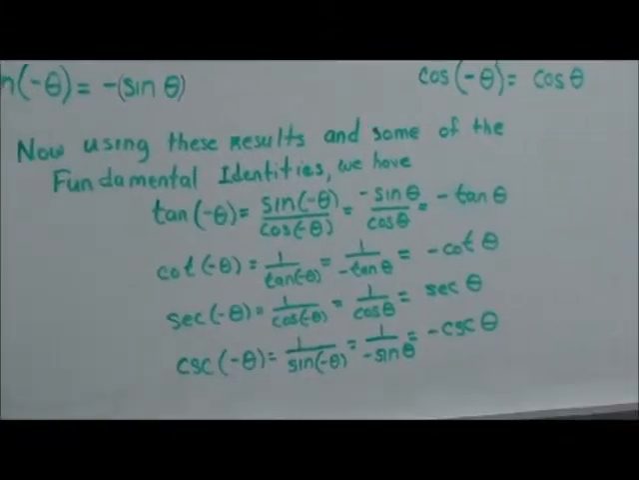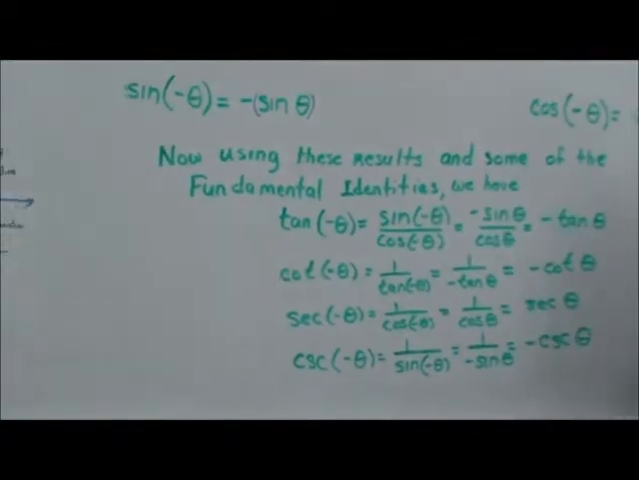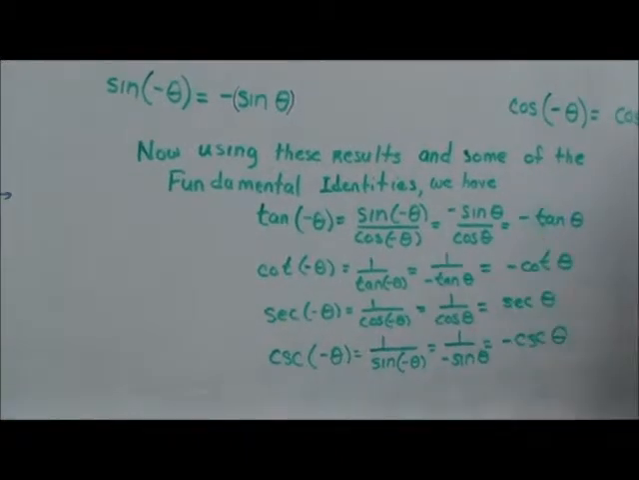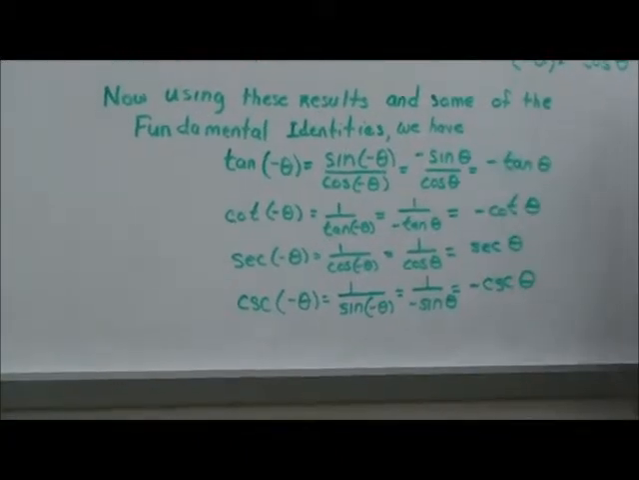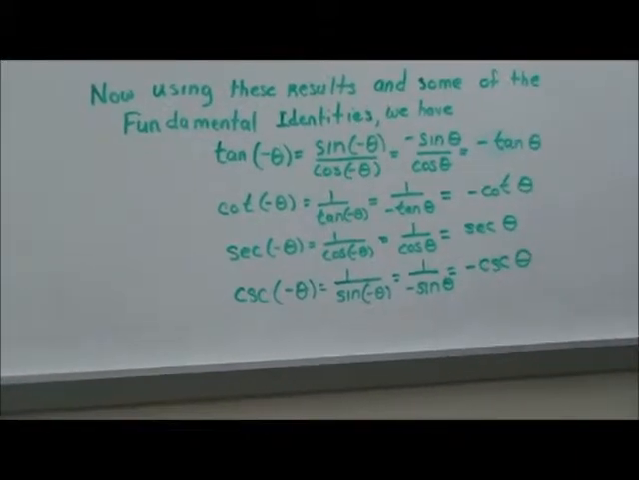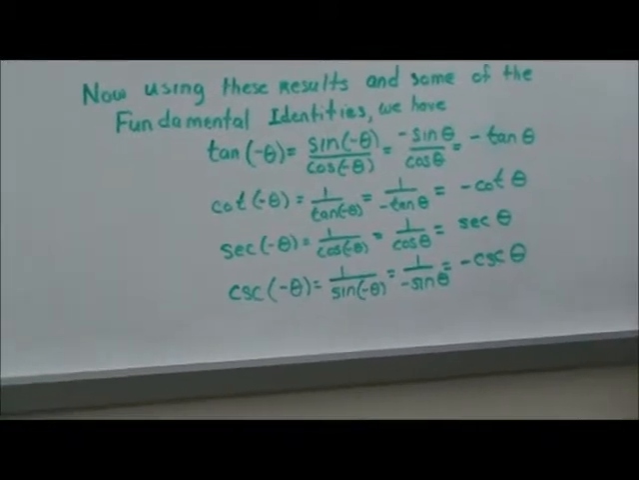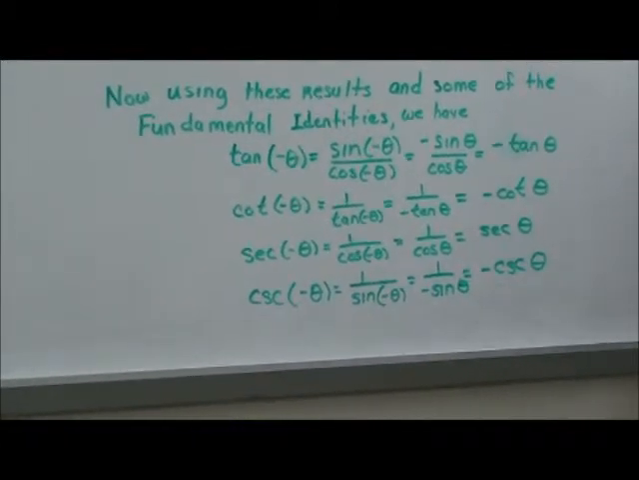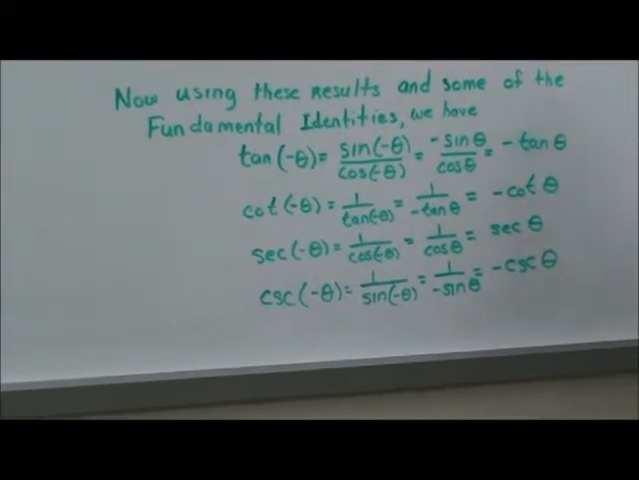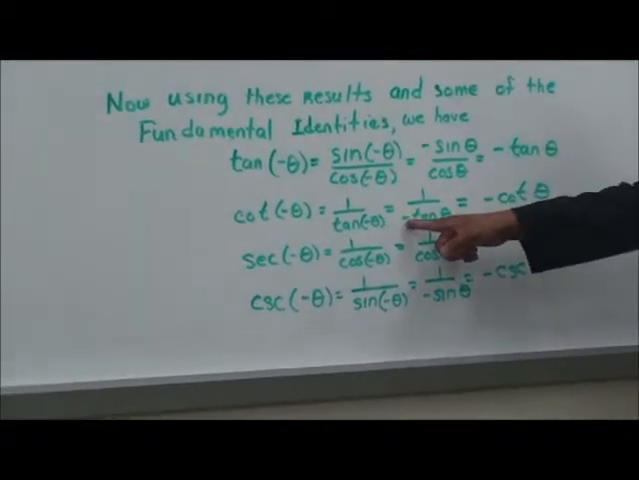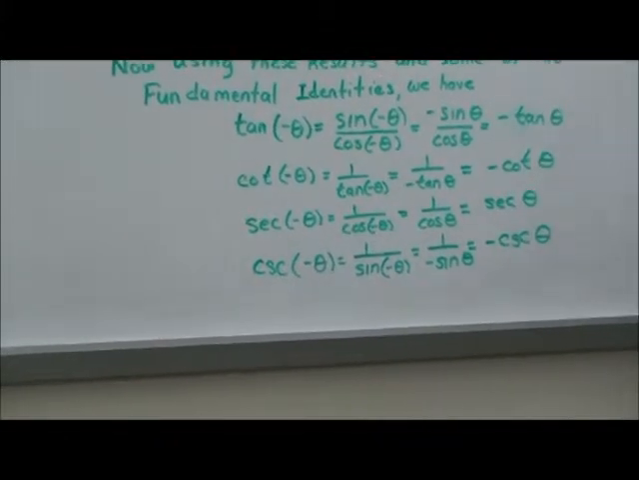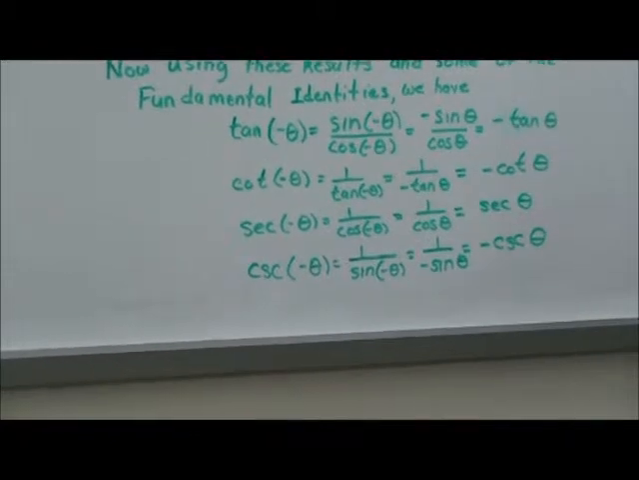Now, using these results for some of the fundamental identities, we have this here. If you look, tangent negative theta here, we have sine negative theta over cosine negative theta. And of course, it simplifies to negative sine theta over cosine theta, which will equal negative tan theta. This is still an odd property, if you will. Cotangent negative theta is equal to 1 over tan negative theta is equal to 1 over negative tan theta, which will give you a result of negative cotangent theta. And that is also an odd property.